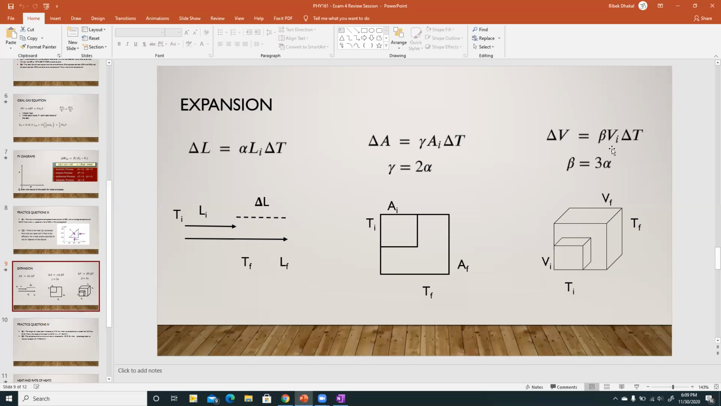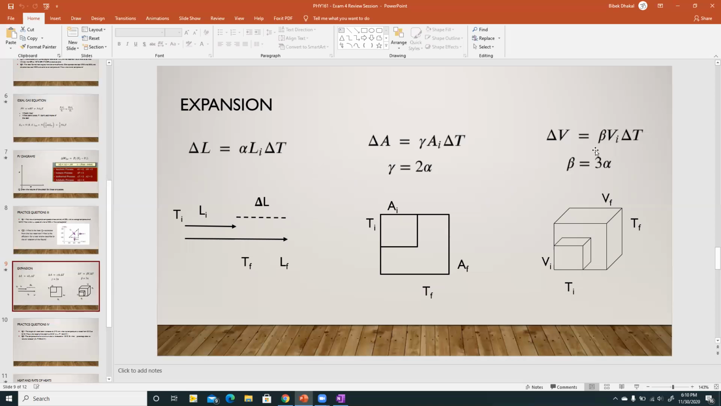Similarly, for volume expansion, you have beta as your coefficient of thermal expansion for volume, that is 3 times alpha or 1.5 times gamma. So you need to remember by what factor these coefficients are greater than the longitudinal coefficient of thermal expansion. This could be a very important problem for MCQs. They can ask you what is the ratio between beta and gamma, what is the ratio between gamma and alpha. So keep those values in mind.